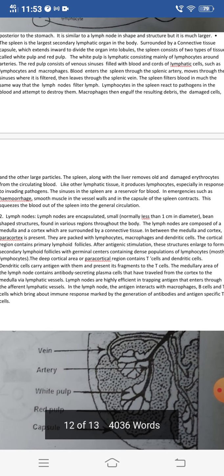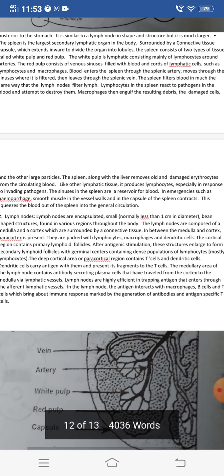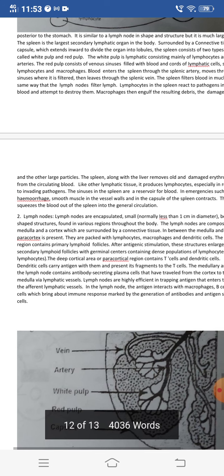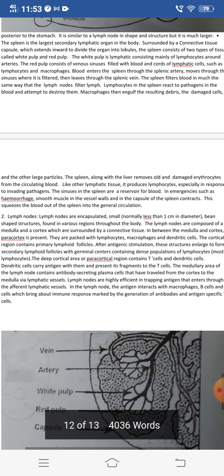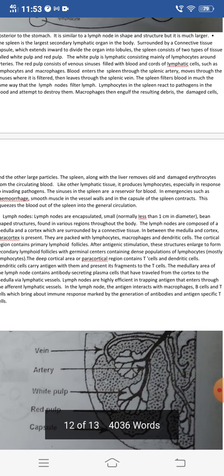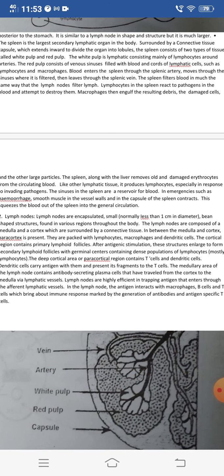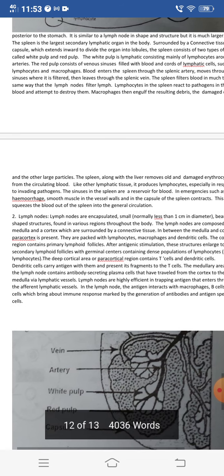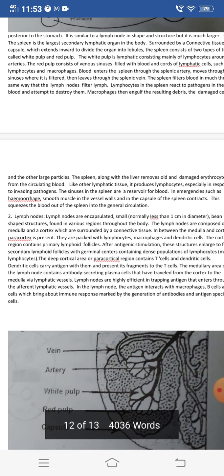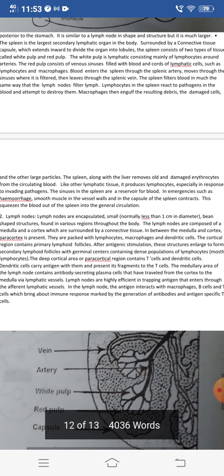The deep cortical area, or paracortical region, contains the T cells and the dendritic cells. Dendritic cells carry the antigen with them and present its fragments to the T cells. That is, the dendritic cells will carry the antigen, break it down into small fragments, and then carry these antigen fragments to the T cells.